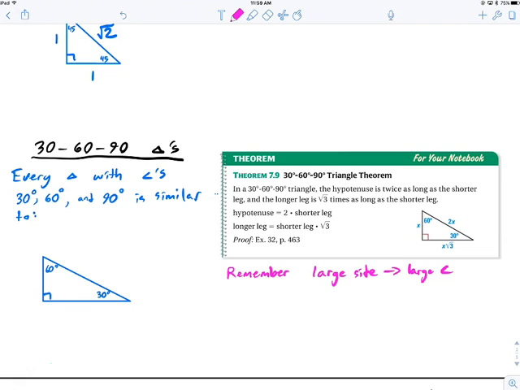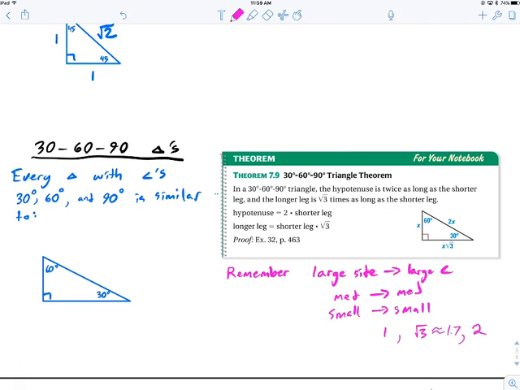And I know that the medium goes with the medium. I know that the small goes with the small. And so if I just look at my numbers, I have 1, I have root 3, which is around 1.7, and I have 2. So I've got a small number, a medium, and a large.